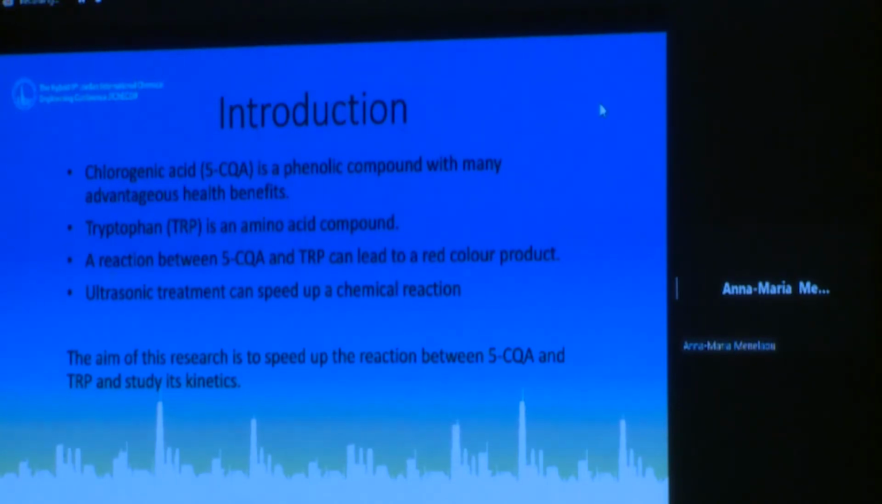The aim of this research work was to speed up the reaction between 5-CQA and tryptophan by applying ultrasound and study its kinetics. Experiments were then conducted to investigate the effect of the temperature on the reaction. Furthermore, the product of the reaction was tested for its physicochemical properties, such as stability against heat treatment, antioxidative, and antimicrobial properties. Finally, its potential role as food colorant instead of nitrates was explored.